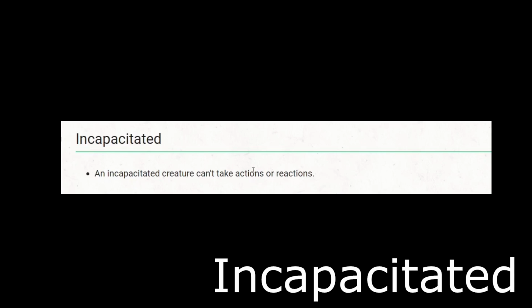And lastly, we have Incapacitated. An incapacitated creature can't take actions or reactions. And that's why I saved this one for last, because all of them contain the line of being incapacitated.